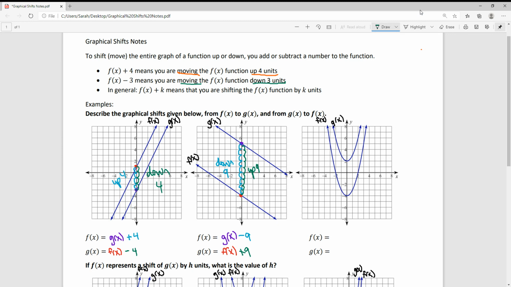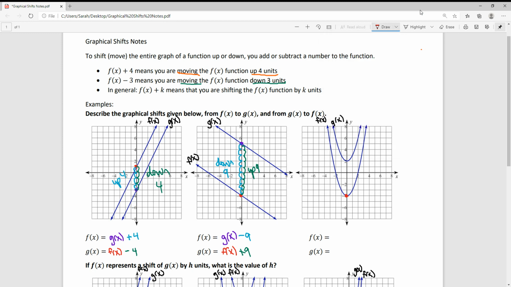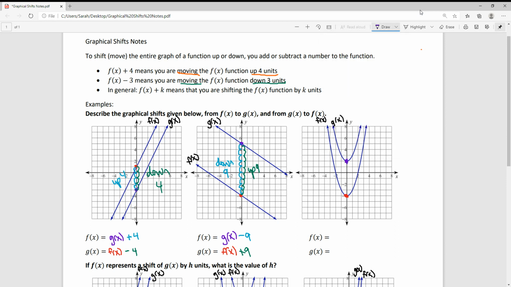Let's try one more like this. So again, I'm going to mark my dots. My f graph is the outside U shape, so its y-intercept is this red dot. The g graph is the one that's kind of on the inside. Its y-intercept is the purple dot. If I want to talk about f of x, going from g of x to f of x, I'm going to say f of x equals g of x and then a number. So how do I get from the purple dot to the red dot?